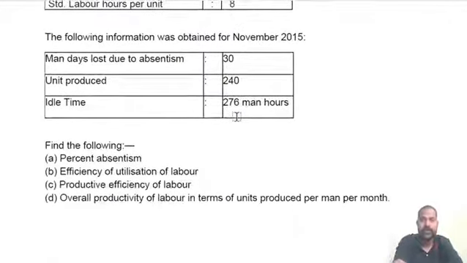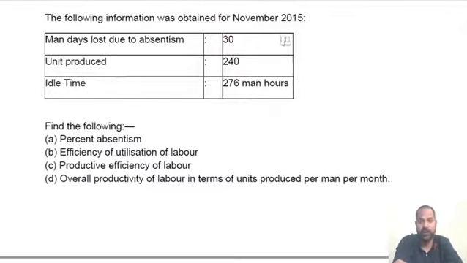Okay. Next, the following information is obtained for November 2015. Man days lost due to absentees. So what has happened? 30 man days are lost due to absentees. Okay. Units produced is 240. Okay. Idle time is 276.